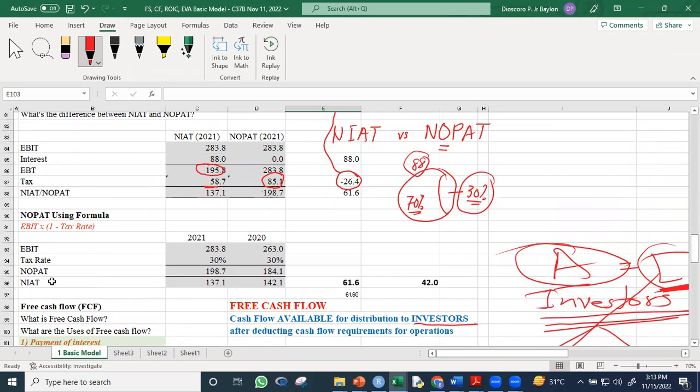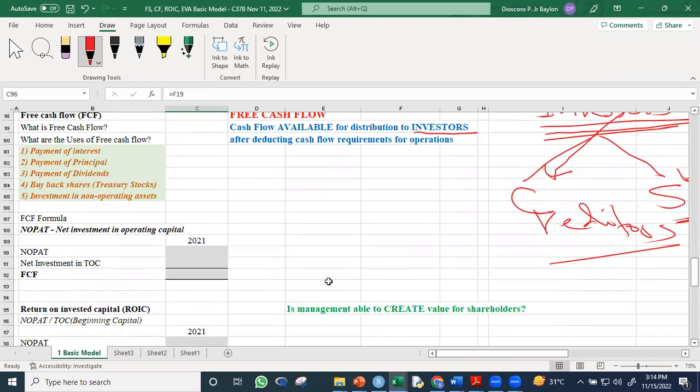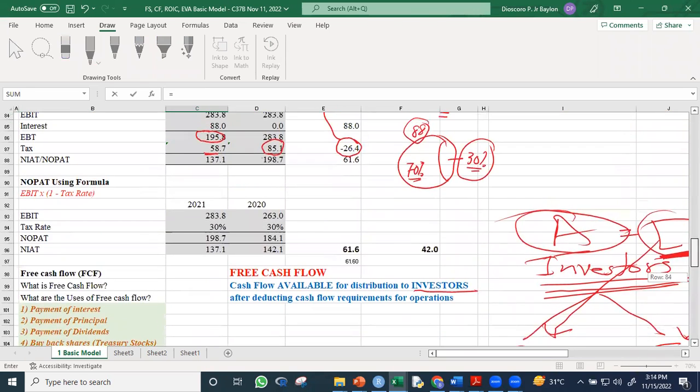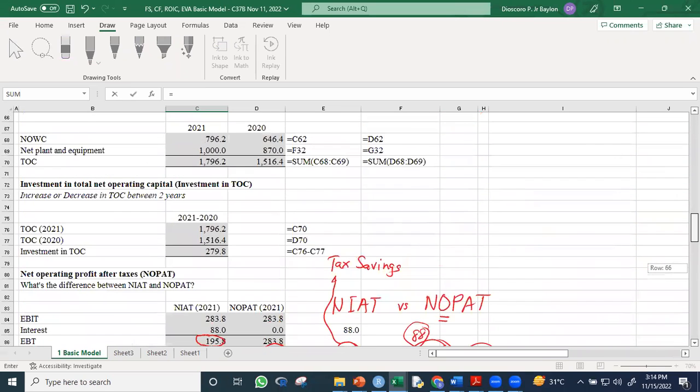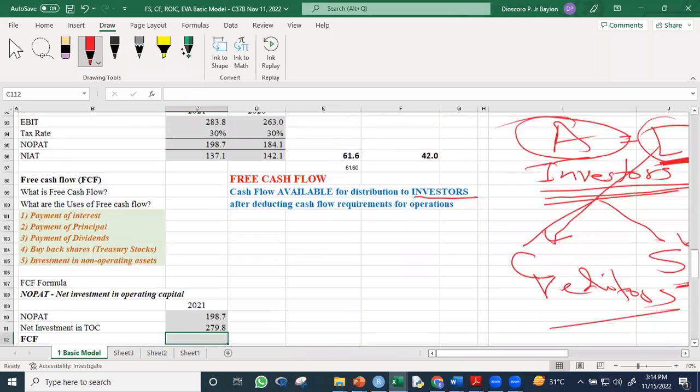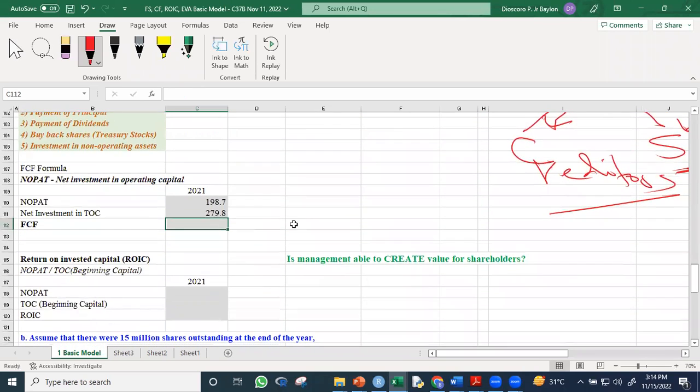Okay, I think we should change this. Yes, this is your NOPAT, and this is your net income after tax. We were comparing it last time. So what happened to my formula? So your NOPAT is equal to net operating profit after tax, this one for 2021. And then we subtract from it how much was invested in operating capital, which is this one. And then we have free cash flow equal to the difference between the two.